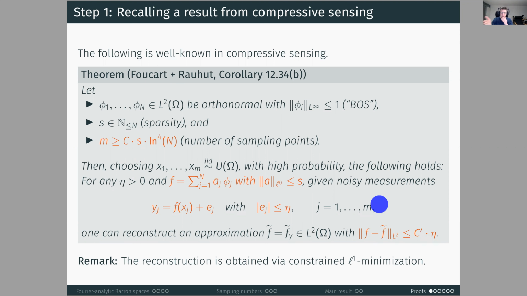And out of the proof, this is taken from this very nice book by Holger Rauhut and Foucart. They, of course, also tell you exactly how you can get the reconstruction by solving some constrained L1 minimization problem. So this is the building block on which everything will rest, but one still needs to do quite some work to be actually able to apply this result. And we will apply it with this orthonormal system being elements of the Fourier basis.